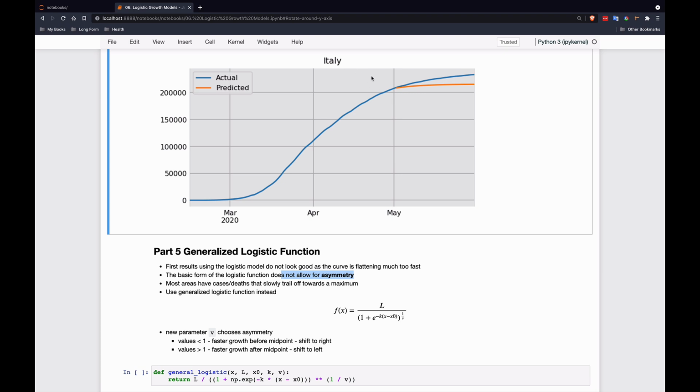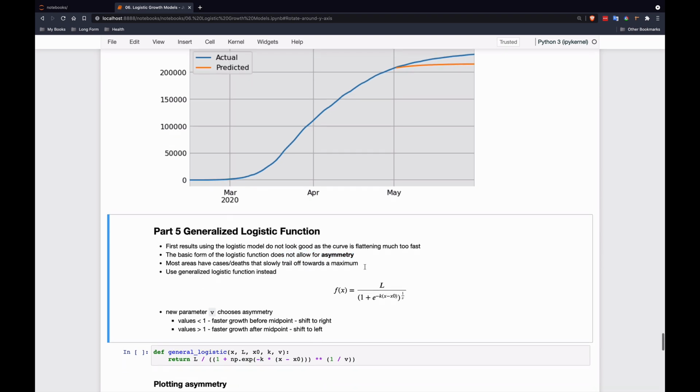In most areas, you'll find that the tail of the curve takes quite a bit longer to reach its asymptote than the beginning. There's expedient growth up to the midpoint over here, and then it takes quite a bit longer to reach the asymptote over here above. The current logistic function doesn't allow for that kind of asymmetry.